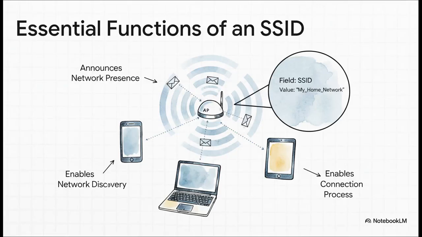But here's the thing, it's not just a passive name, it's an active part of the system. Your access point is constantly broadcasting this name inside something called a beacon frame. You can literally picture the AP just shouting over and over again every few milliseconds, "Hey, I'm over here, my name is corporate Wi-Fi." And that little announcement is the absolute key to how your devices even know a network exists in the first place.